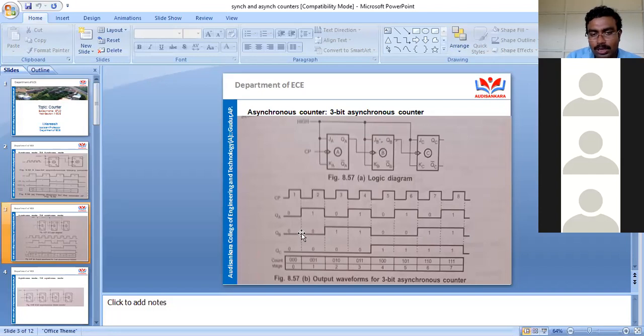Now the flip-flop QB has produced its output QB, that is given as clock. Based on the negative edges of the QB output, you are going to trigger your QC output. At the negative edges of this QB, you're going to toggle your third flip-flop QC. So I can generate this kind of waveform, students. So this is your 3-bit asynchronous counter.